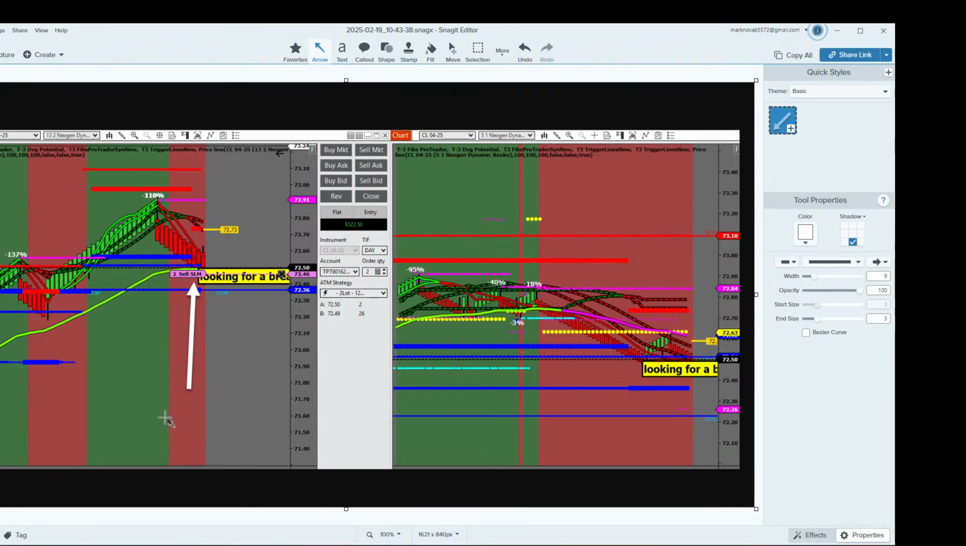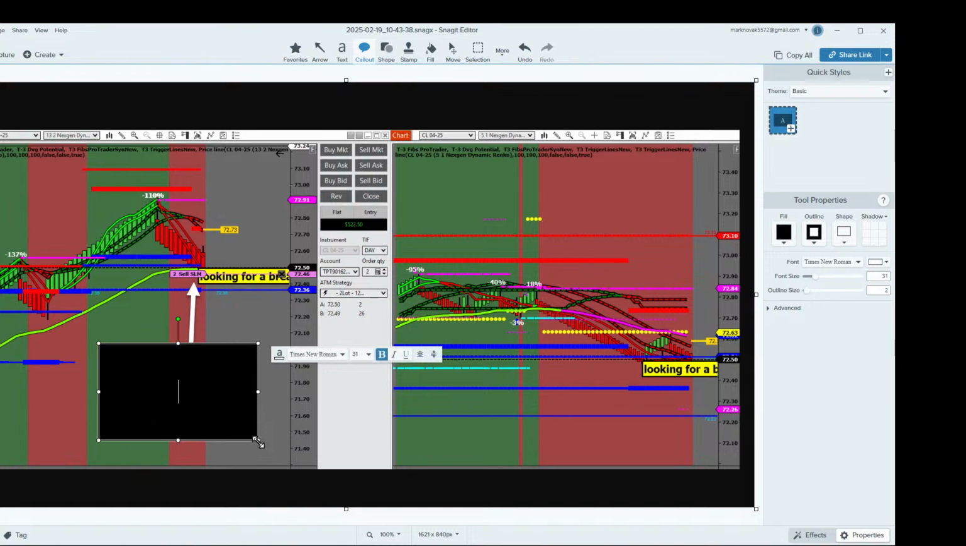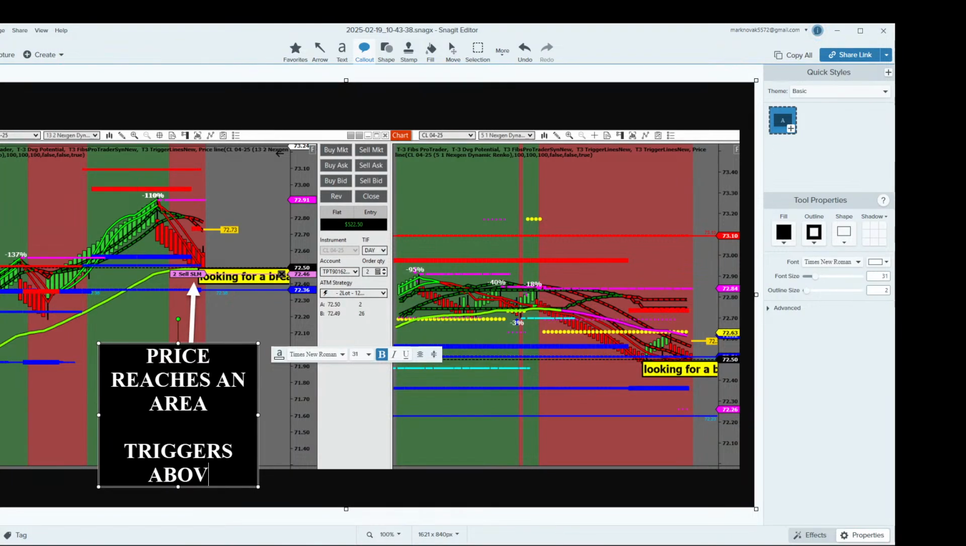The question is, is this a 50-50? So that goes back to basic rules. Black Prince, every time you look for something, if price reaches an area, triggers above, it's a termination. This is not a 50-50. 50-50 means that 50% of your trigger lines get through, 50% are not. Does that make sense, Black Prince? This is a textbook termination.